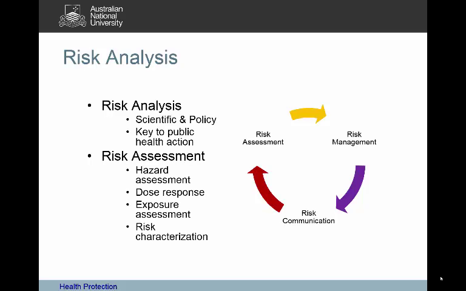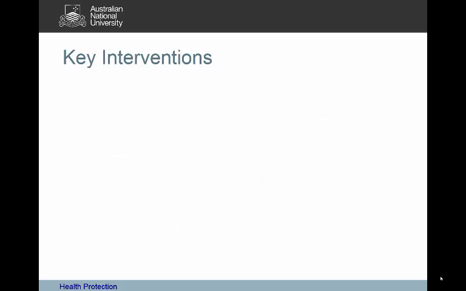Risk assessment incorporates 4 different parts, which is hazard assessment, so assessing what the hazard is, looking at whether there's a dose response so that we can identify what is a critical level of exposure, which is then assessed in a specific exposure assessment, what proportion of the population is exposed. And then finally, what is the characterisation of the risk? How many people are going to end up sick at given levels of exposure, and so that we can minimise it.